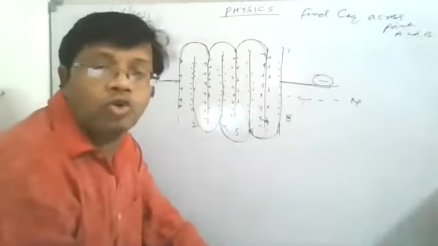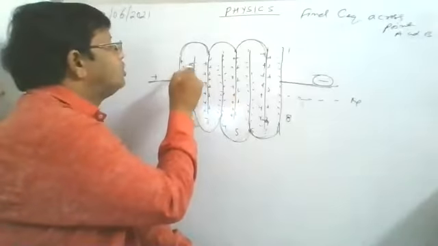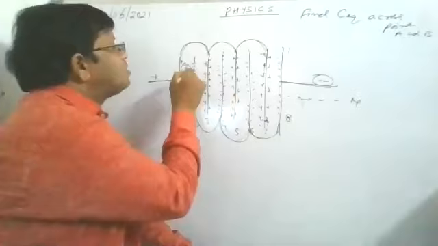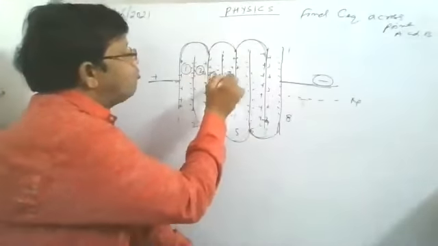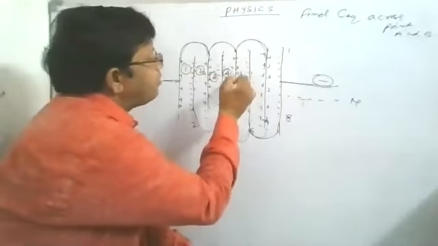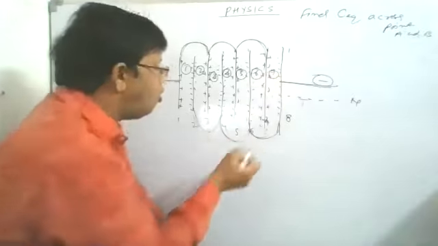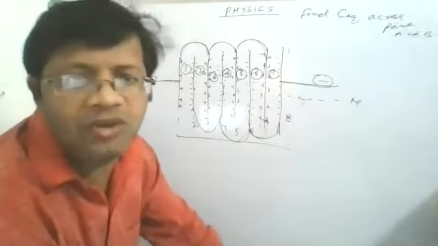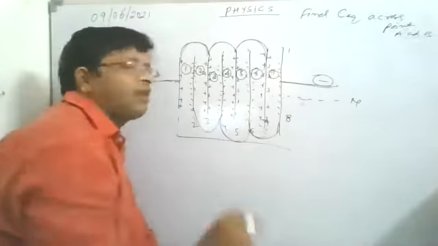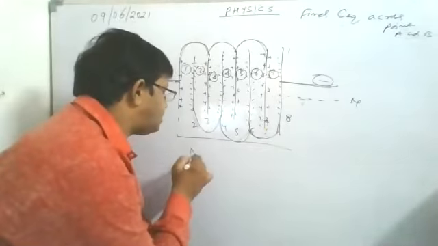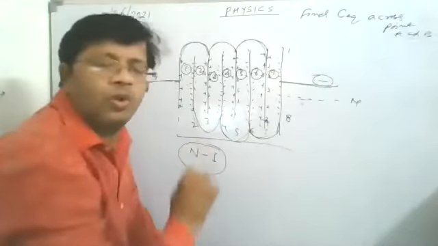What is the total number of plates? 8. How many capacitors form? 1, 2, plus minus, 1 capacitor; minus plus, second capacitor; plus minus, third capacitor; fourth, plus minus; fifth, plus minus; 6, plus minus; 7. Now, out of 8 plates, 7 capacitors form. If n number of plates are there, then the total capacitors formed will be n minus 1.